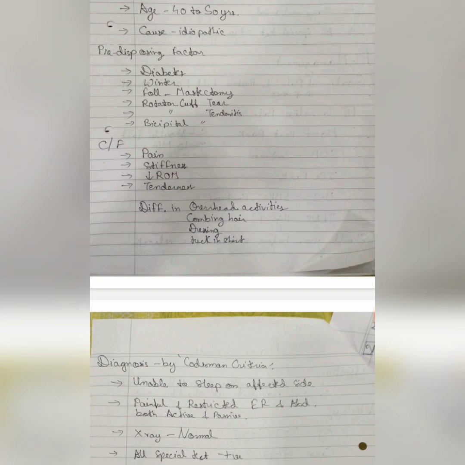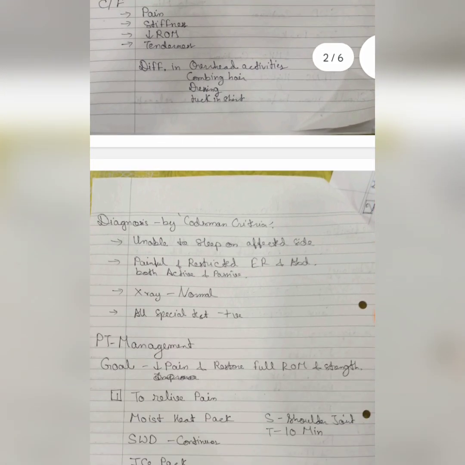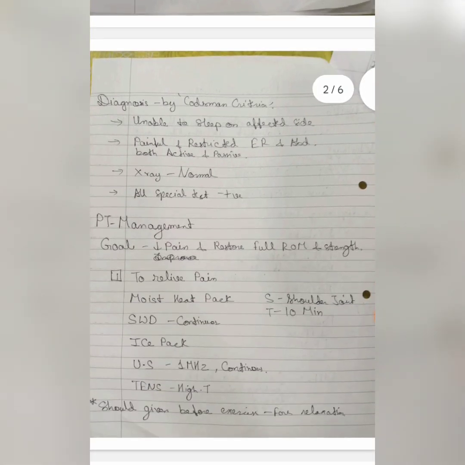Next is diagnosis. Mainly people say that you have to write special tests, but in frozen shoulder all the special tests will be positive. So there is no particular special test you are doing. For this, diagnosis is done by Codman's criteria. You can Google it out and read in detail about what Codman's criteria is. I have mentioned a few points about it here. Do write this, it will definitely give you extra marks.